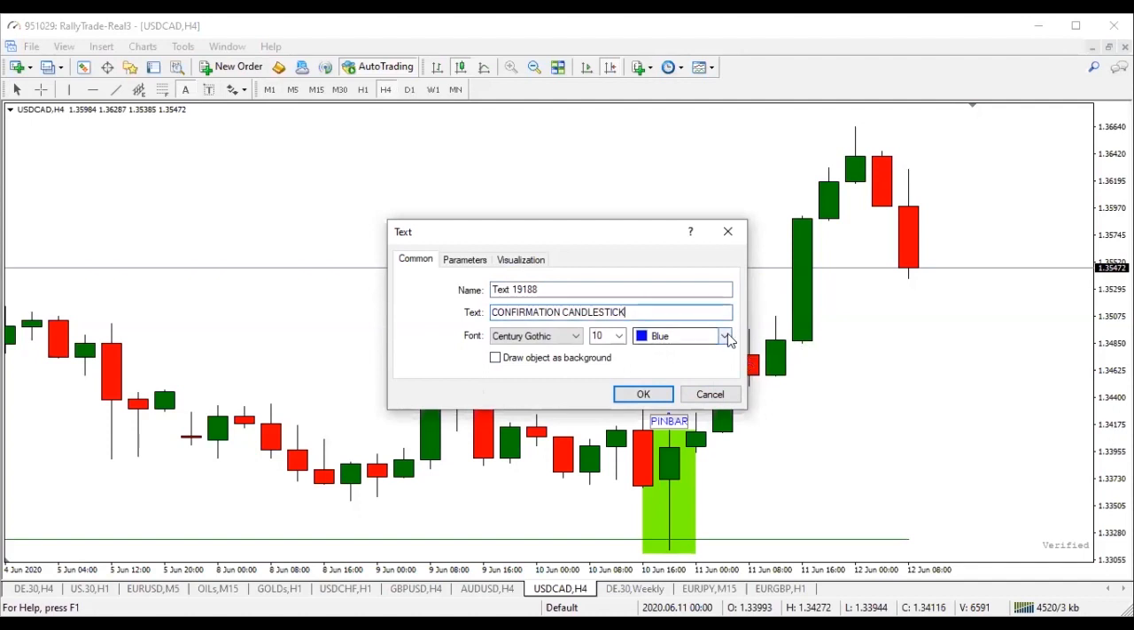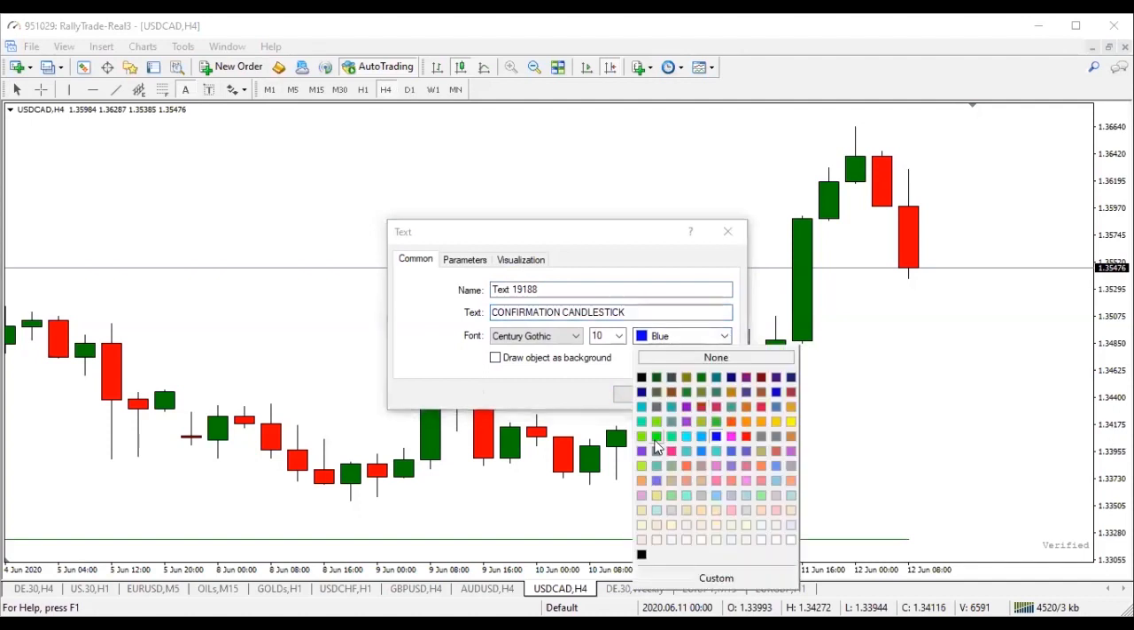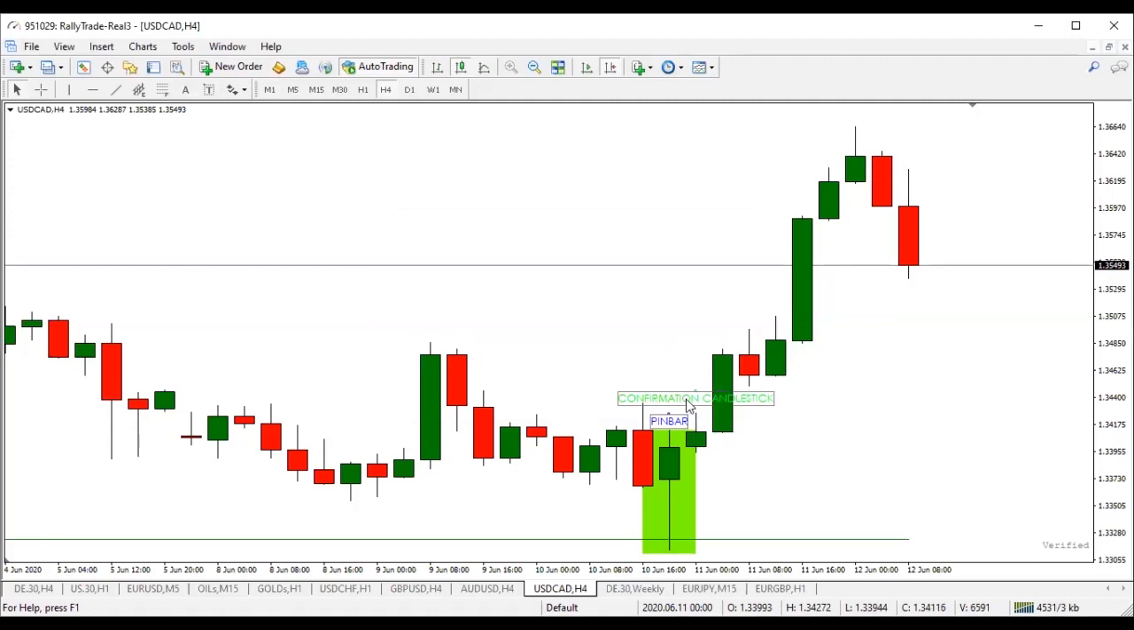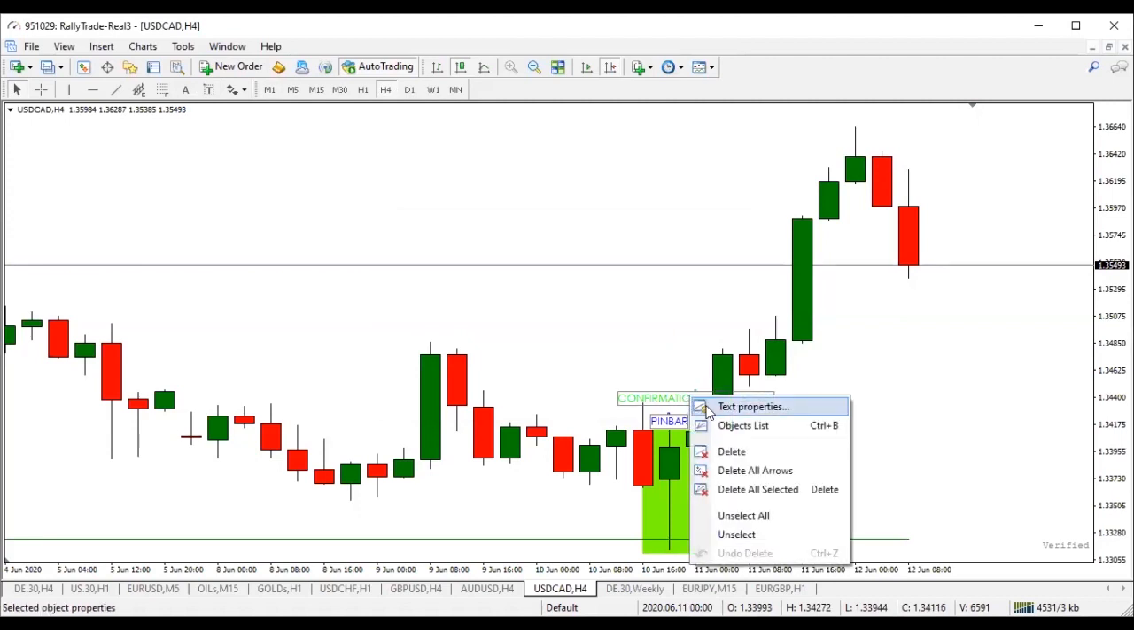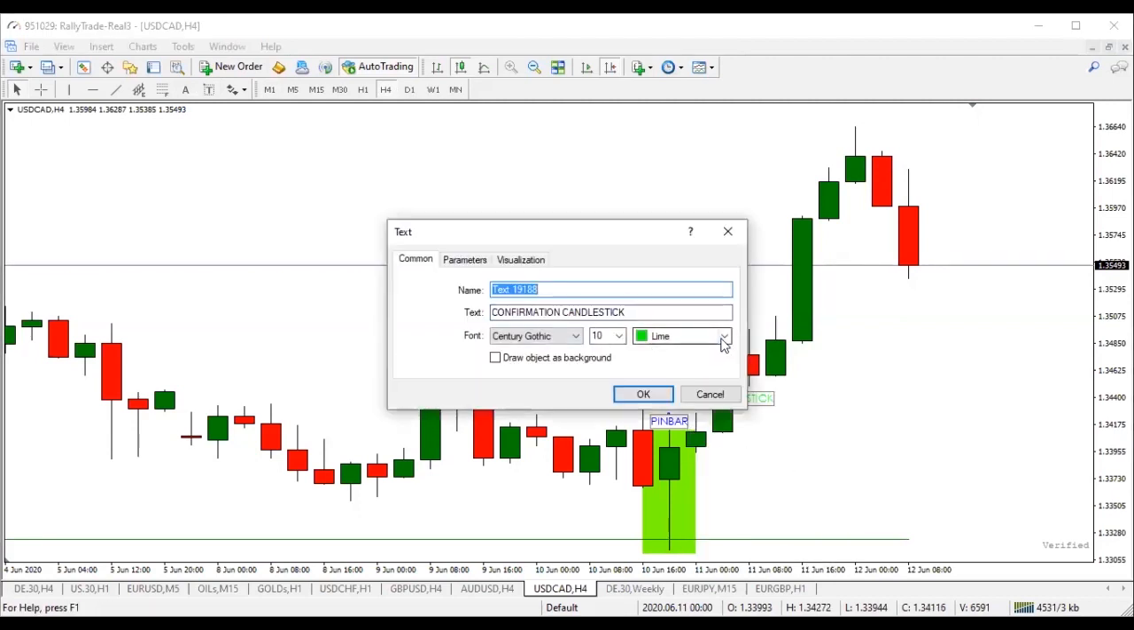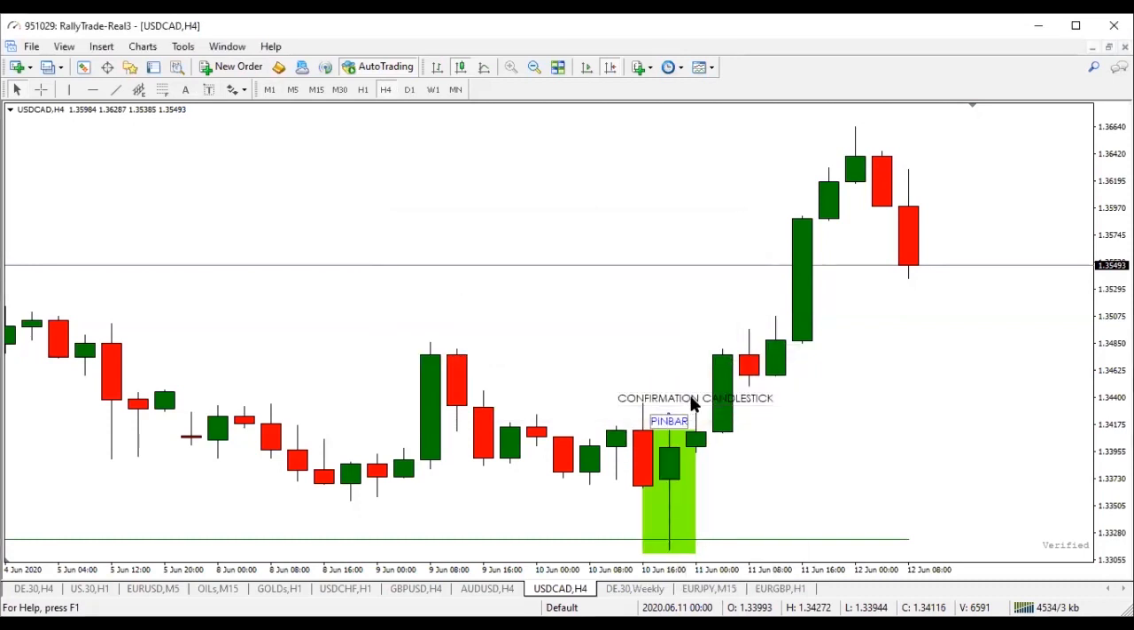Okay, so let me just choose, say, green for this one so that you can see it. Oh, I think green is not clean enough. It's not so bold. Maybe I can choose black for this one. That's black ink. So you can see the confirmation candlestick right here. Maybe I can just twist this one a little bit. Okay, I can't twist it, but I think you can see it.